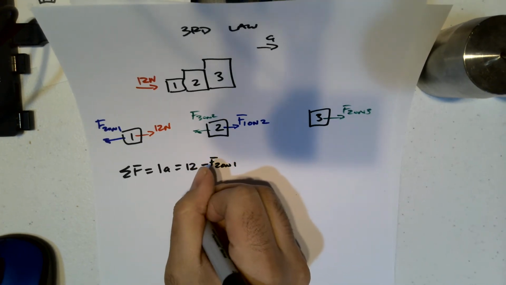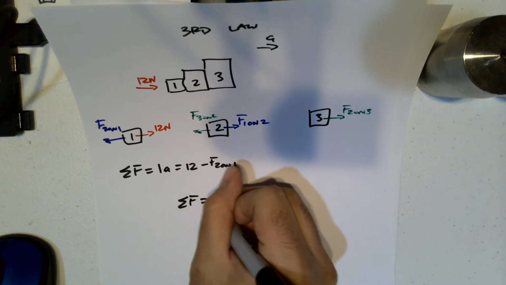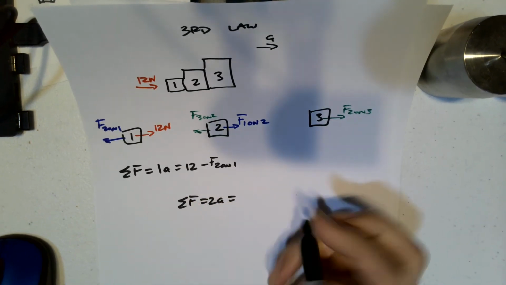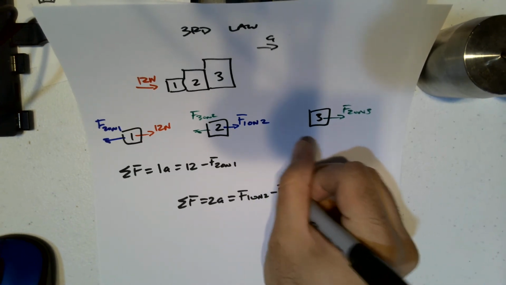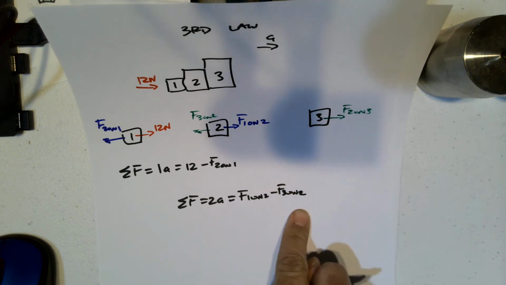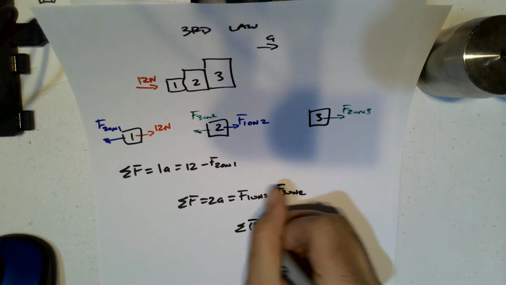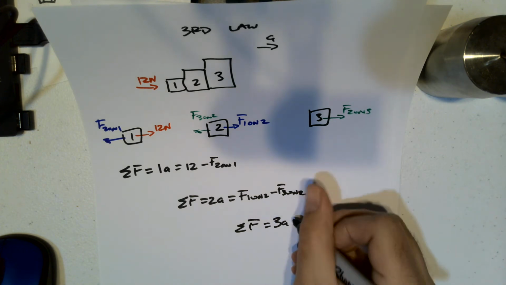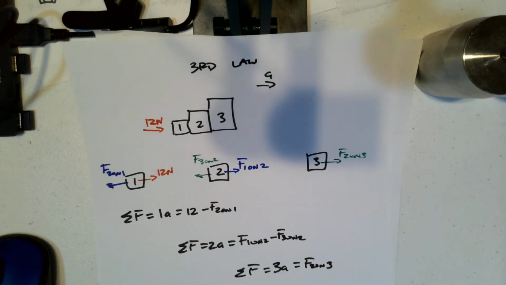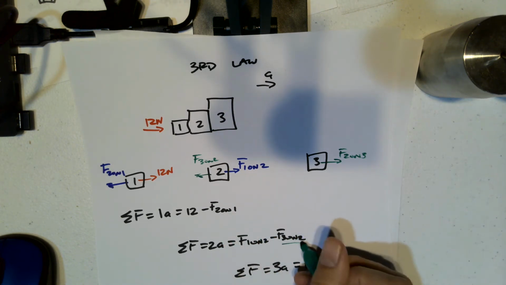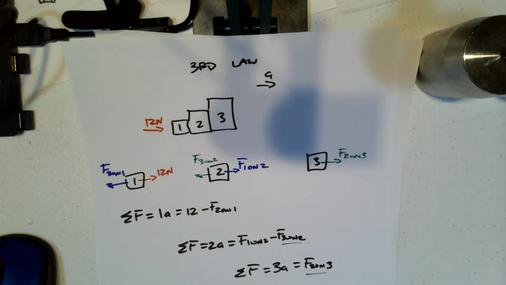Let's look at the second mass. That's a mass of 2. It should have the same acceleration, so I represent it with the same variable a. And we have F1 on 2 to the right, F3 on 2 to the left. Three unknowns here. Let's do the third mass. 3a, F2 on 3. Now, what we have here is essentially a lot of unknowns. However, some of them are equal to each other. For example, this and this have to be equal. And this and this have to be equal as well.